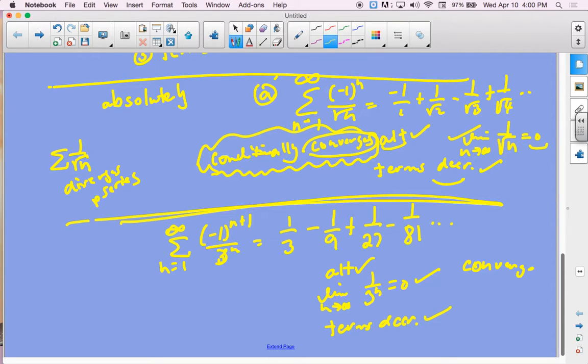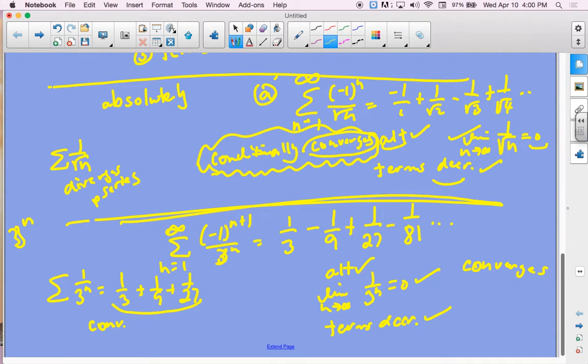But is it conditionally convergent or absolutely convergent? What if it wasn't alternating? What would happen if it was just 1 over 3 to the n? Notice this 3 to the n tells me there's something geometric going on here. 1 over 3, 1 over 9, 1 over 27. Even if it wasn't alternating, it would have converged.